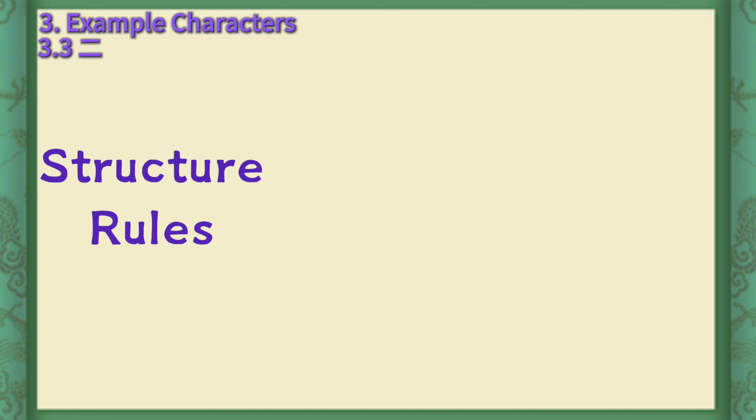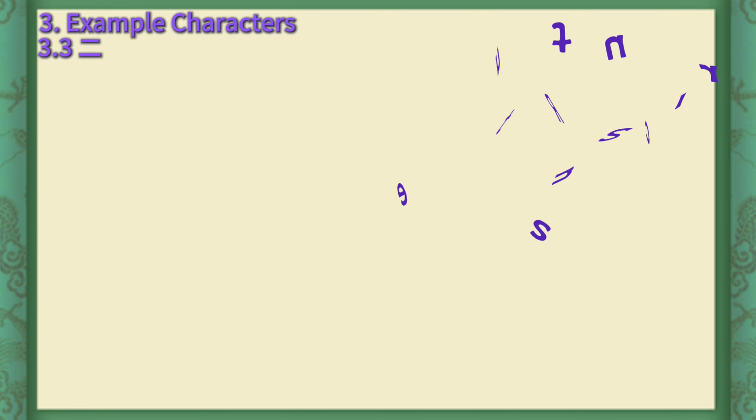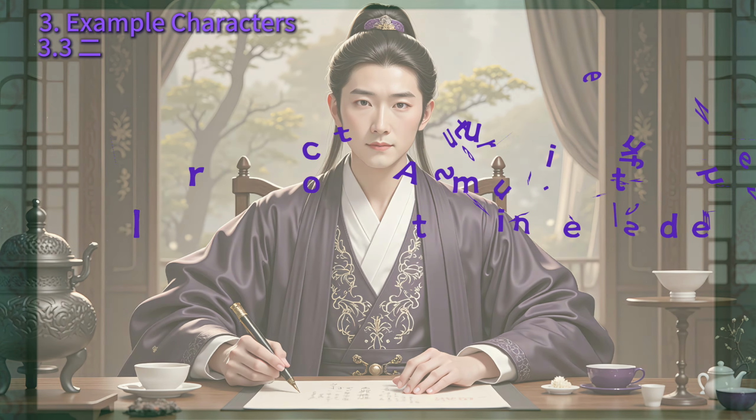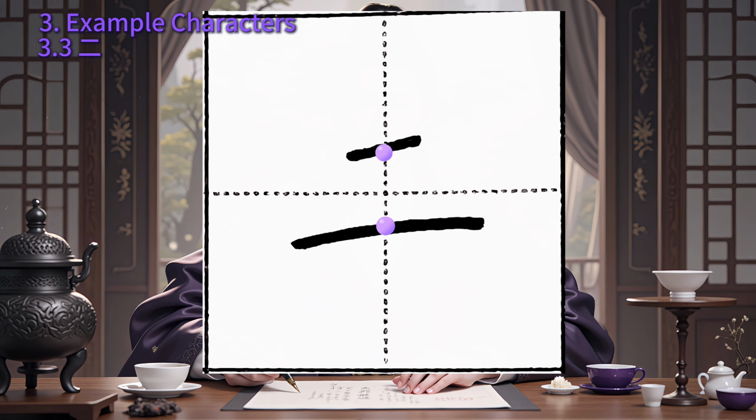Well, here are some important Chinese character structure rules you need to learn. Rule number 1. Alignment of the visual center in the middle. The visual center of a Heng is in the middle. It's simple, right? No matter long one or short one. This rule number 1 requires the visual centers of two Heng to align in a vertical line or direction. This will make the Chinese characters look upright and well proportioned.